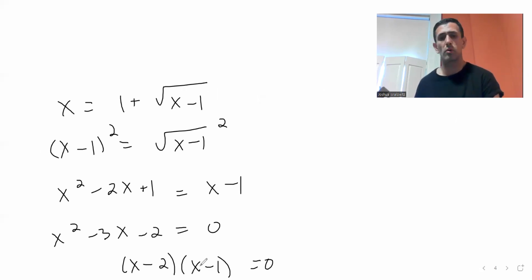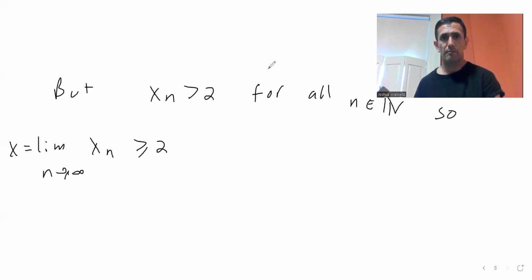So x is either 2 or 1. Well, that's not really true. x can't be 1 because x has to be bigger or equal to 2. 2 is bigger or equal to 2. 1 is not bigger or equal to 2, 1 is smaller than 2. So cross that out. That means x equals 2.